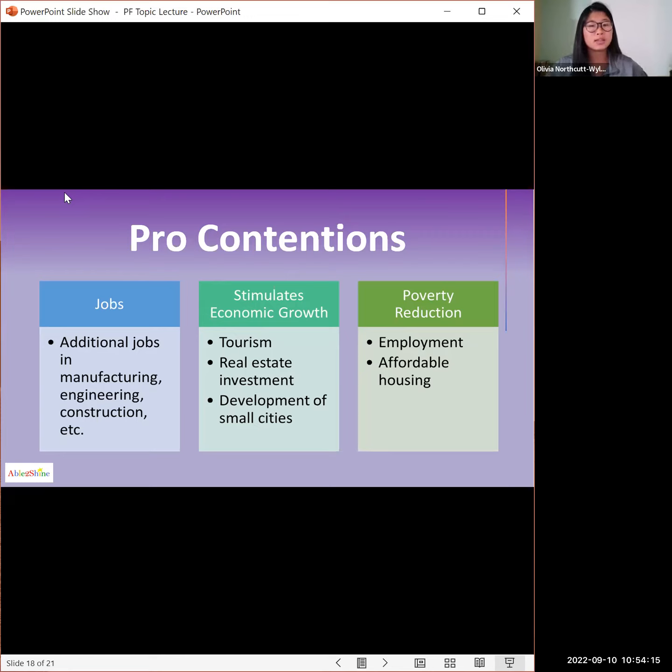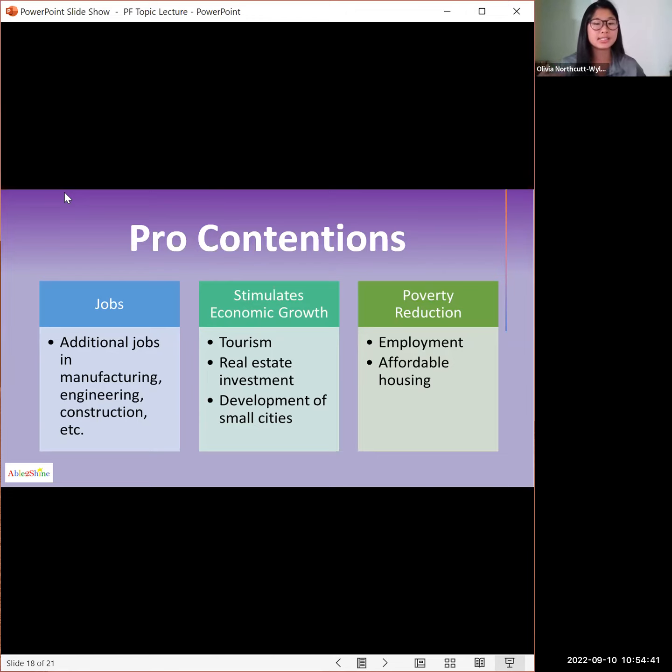So the first one is creates jobs. There's an estimate going around out there that says for every $1 billion invested, 24,000 jobs are created. Whether or not that's worth it is a debatable issue. But what's to be said is that there are additional jobs in high-speed rail that create jobs elsewhere, in places like the manufacturing industry, engineering, construction, et cetera.